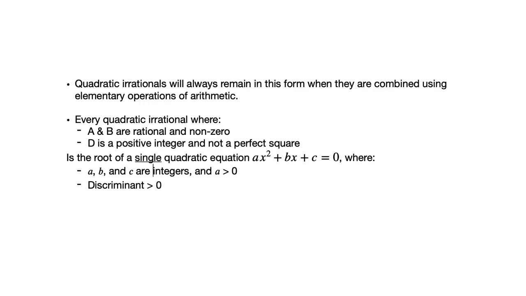Quadratic irrationals will always remain in this form when they're combined using elementary operations of arithmetic, and every quadratic irrational is the root of some quadratic equation of the form ax squared plus bx plus c is equal to 0, where a, b, and c are integers and a has to be positive. Also, its discriminant must be positive as well.